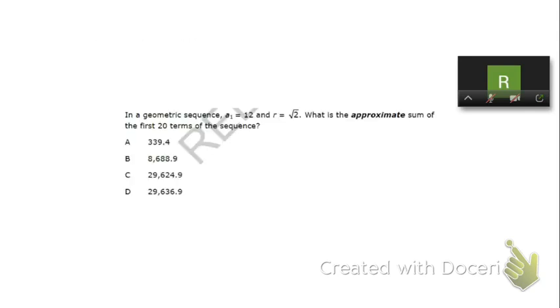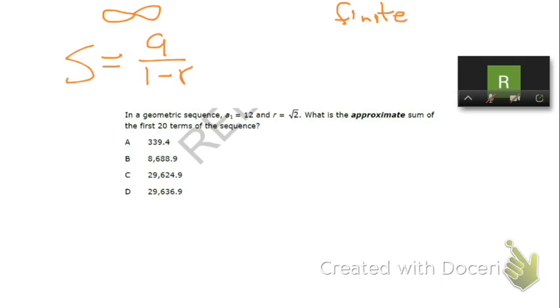So we have this geometric sequence. First 20 terms. So if you have a geometric sequence and you want to find the sum of the first 20 terms, the sum of a finite. So let's put it this way. An infinite sum would be a, the first term, over 1 minus r. If it's a finite, so 20 terms means it's finite because it doesn't go on forever, the sum is equal to a times 1 minus r to the n, all over 1 minus r.